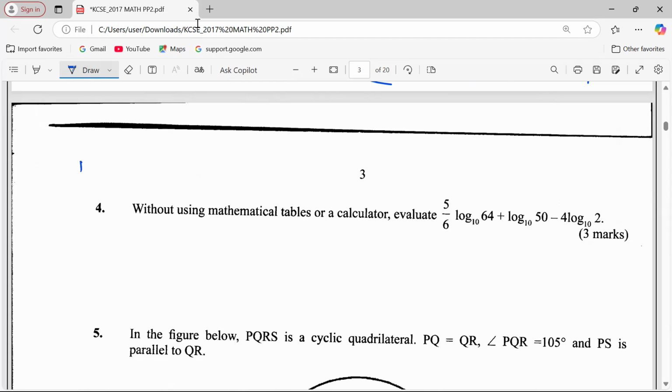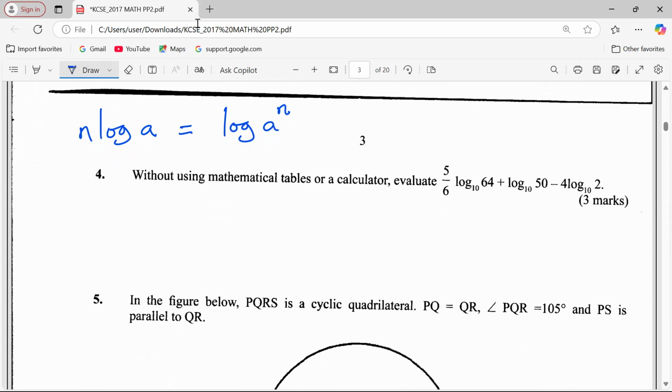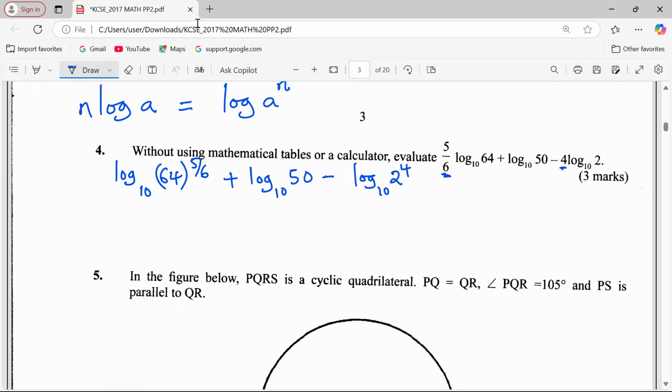We know that n log a can be written as log of a power n. Therefore, we rewrite as the logarithm to base 10 of 64, where 64 will be raised to 5/6, plus the logarithm to base 10 of 50 minus the log to base 10 of 2 power 4. Also 4 at this point becomes the power. So we can evaluate that first.